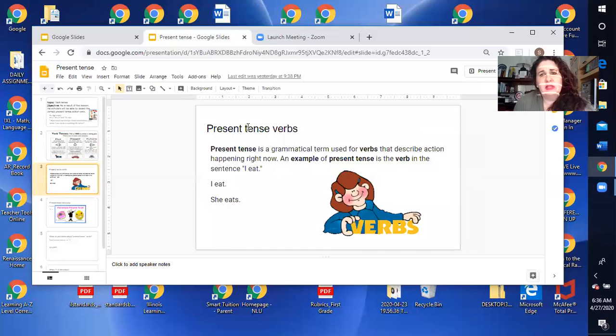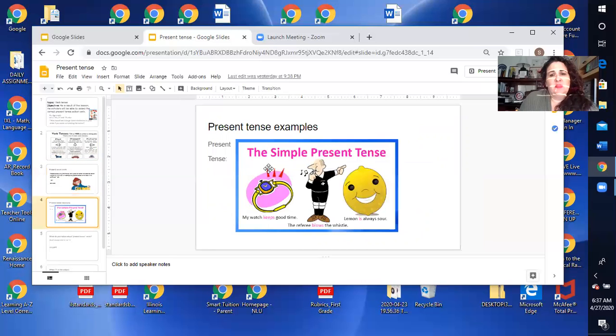Present tense verbs is a grammatical term used for verbs that describe action happening right now. For example, I eat or she eats. The simple present tense: my watch keeps good time. Keeps is the present tense verb. That's the action of what the watch is doing. The referee blows the whistle. Blows is the present tense verb. It is the action of what the referee is doing with the whistle.